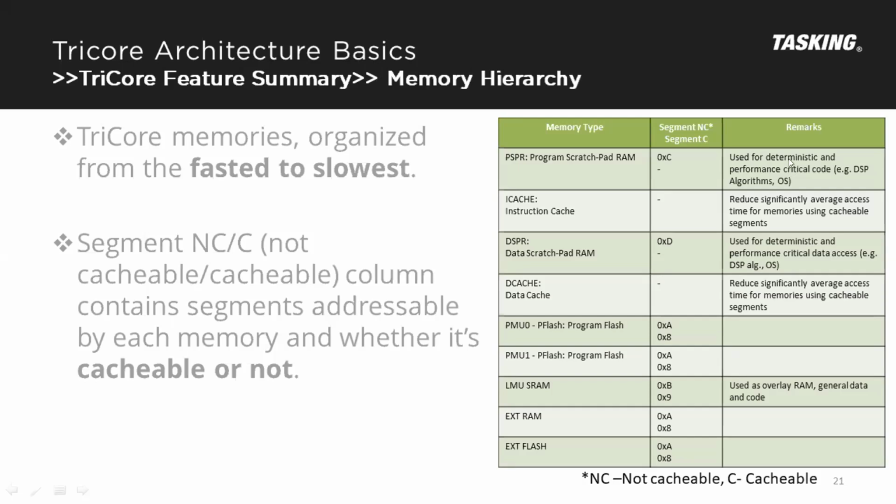And here some remarks: if you for example want deterministic behavior of your code, it makes sense to put it here in the program scratchpad RAM, like operating system or DSP algorithms, where it's really very critical and they need deterministic behavior of the code. So put it here inside this program scratchpad RAM. For the instruction cache or for the data cache, if you want a faster access for your data or for your code, it makes more sense to put it inside the instruction cache or the data cache.